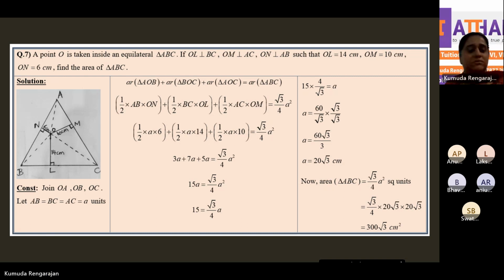The question is to find the area of the triangle. Root 3 by 4 a square. Root 3 by 4 into 20 root 3, 20 root 3. Yeah. Write down, children. Neatly. Draw the diagram neatly.